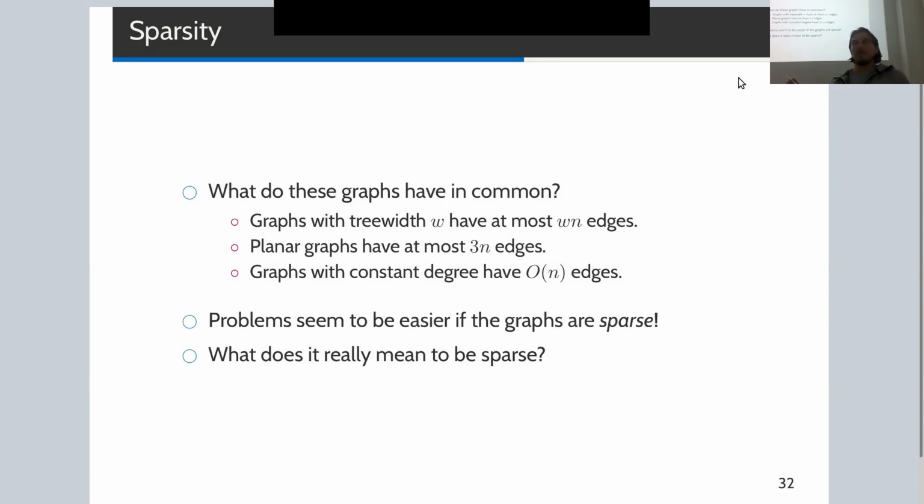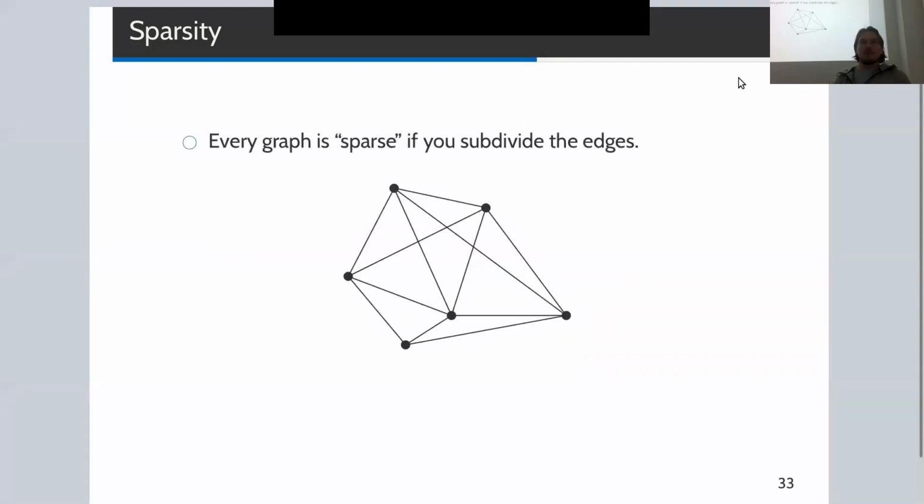But what does it really mean for a graph to be sparse? The intuitive idea would be that a graph is sparse if it only has few edges, but there will be some very important differences that we're going to see soon. If we would say that every graph is sparse if it has few edges, then basically there's a very cheap way to make every graph sparse.